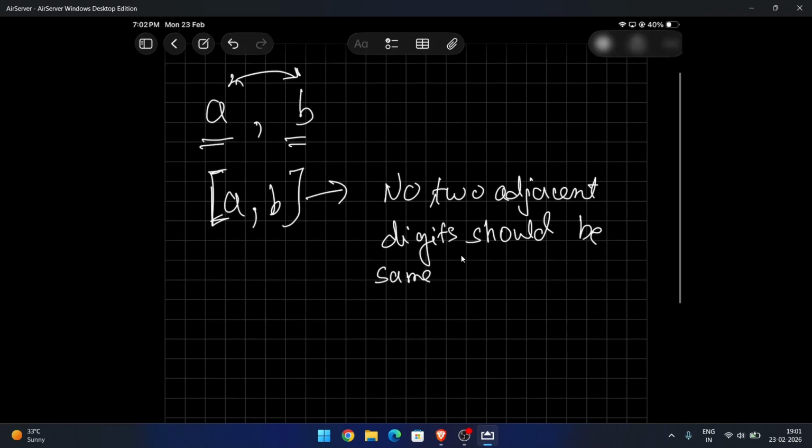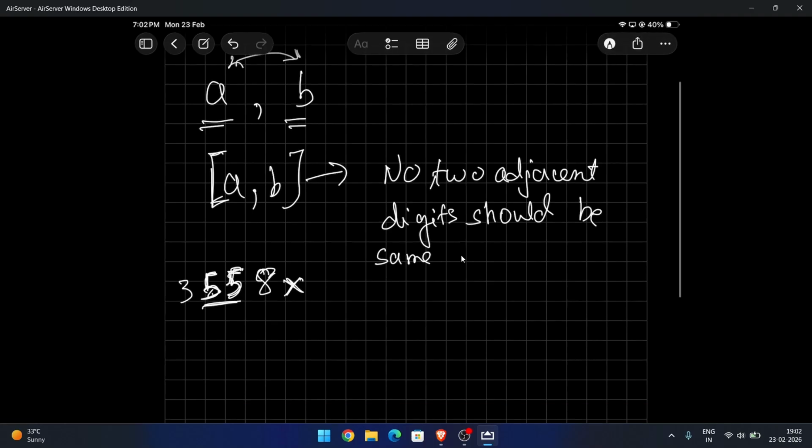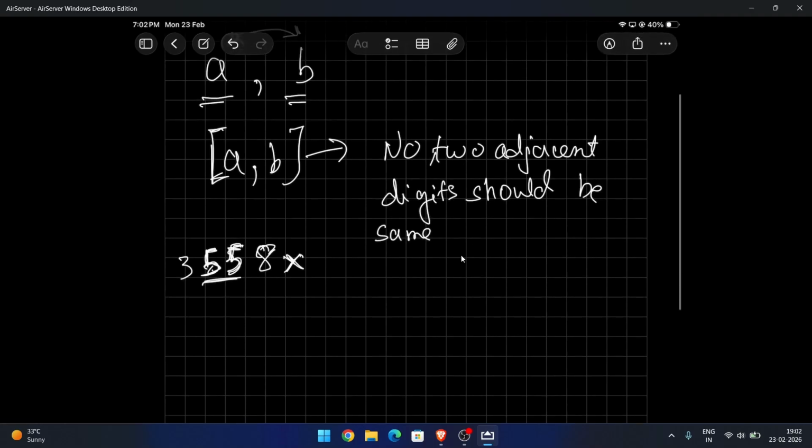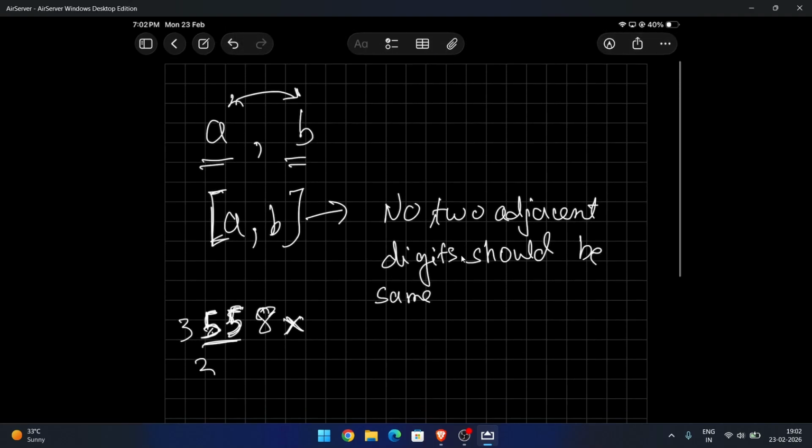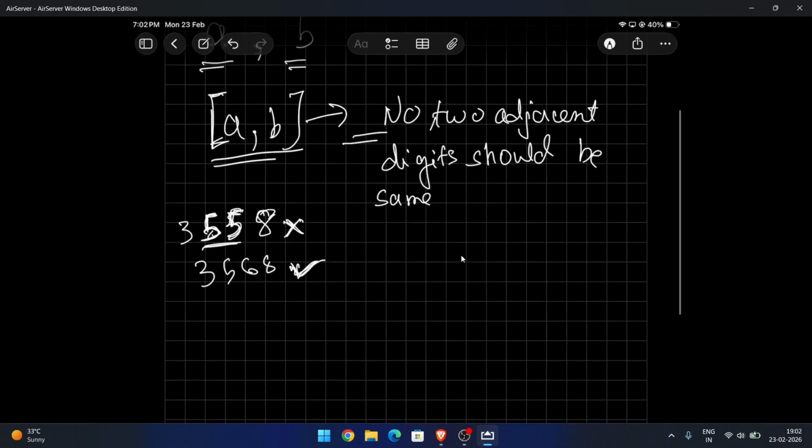Okay, so no two adjacent digits should be the same means like 5 5, suppose this is the number, so this violates the condition because this 5 and 5 are the same and they are adjacent, so these numbers would not be counted. So we have to find out numbers like 3 5 6 8. Okay, so this is a valid number, so we have to find out how many valid numbers which satisfy this condition lie between the range a and b.